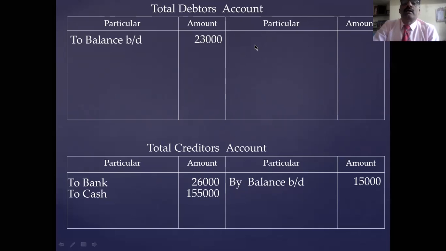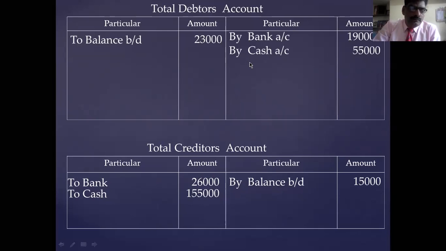In this way, we make collection from the debtors. By bank is 1,90,000. Collection by check. Collection of cash is 55,000 from debtors. Okay, these are the two items.